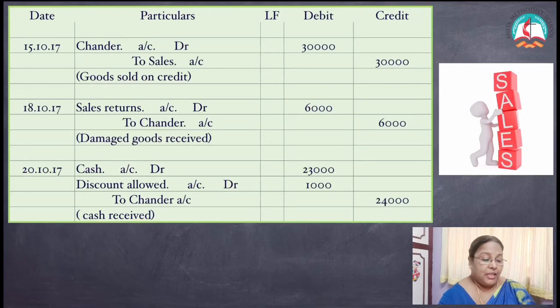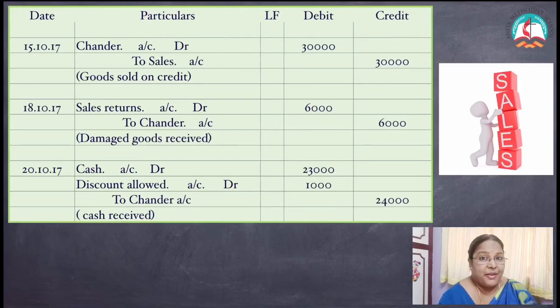He sold goods worth 30,000. Now he is receiving 6,000 back. What is the balance amount? 24,000. But how much cash are we receiving from Chandar? We are receiving only 23,000. What happened to the 1,000 rupees? It is discount allowed. When I receive cash before the due date, I can give a discount. That is what the proprietor has done here. He received the cash 23,000. He gave a discount of 1,000 rupees.